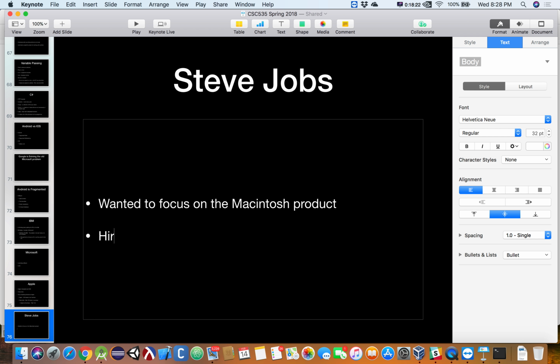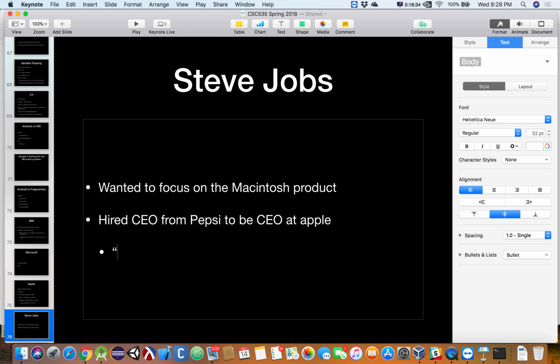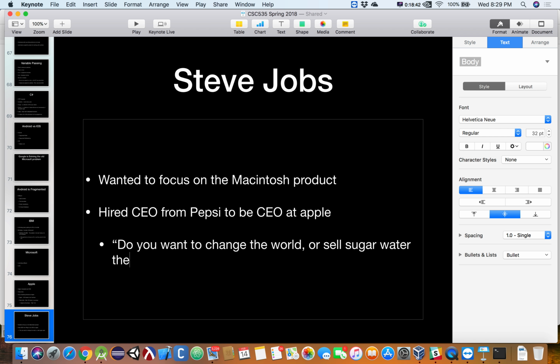He hired, and the guy's name is escaping me right now, but he hired the CEO from Pepsi to be CEO at Apple. Famous quote there is, "Do you want to change the world or sell sugar water the rest of your life?" That's what Steve Jobs said to him to get him to come join Apple.